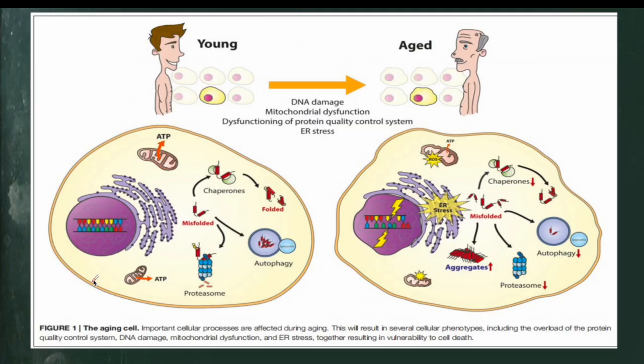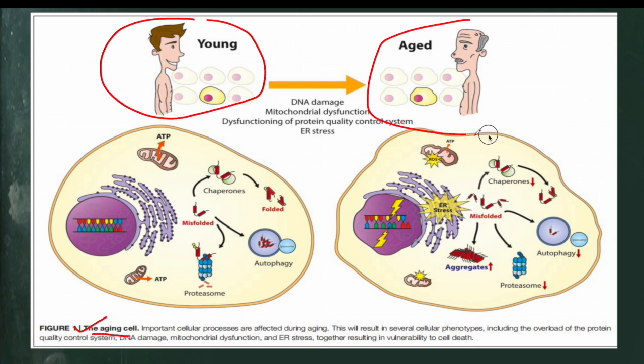Now this pic shows the process of a aging cell. In this case it is a young guy and this is an aged guy. Some changes occur when age increases, like DNA damage, mitochondrial dysfunction, dysfunction of the protein quality control system and endoplasmic reticulum stress. Now in this pic, the mitochondria generate ATP, the misfolded proteins are corrected by chaperones into folded proteins, and there is autophagy also and proteasome formation. So this process occurs in a young individual.